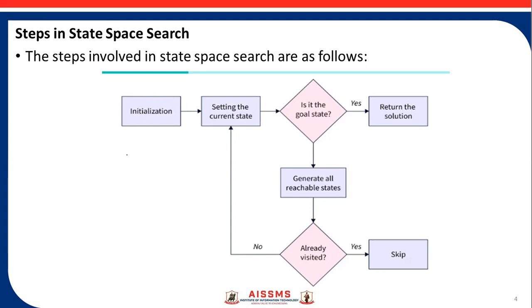These are the steps in state-based search. First is the initialization. Then next is setting the current state. This is the flowchart of state-based search, or the steps for state-based search. If the current state is the goal state, and if yes, then return the solution. Otherwise, if no, then generate all reachable states. If already visited, then skip. If it is not visited, then again set it as the current state.